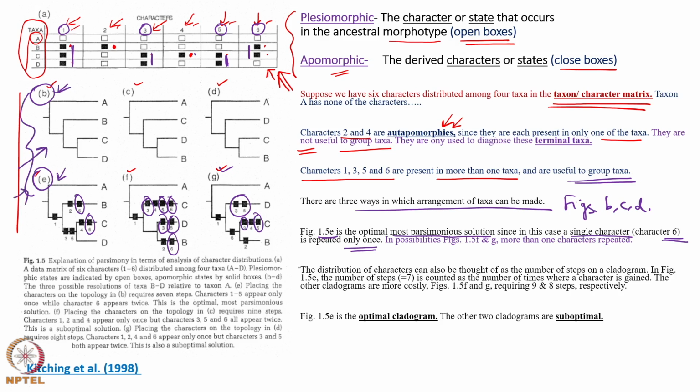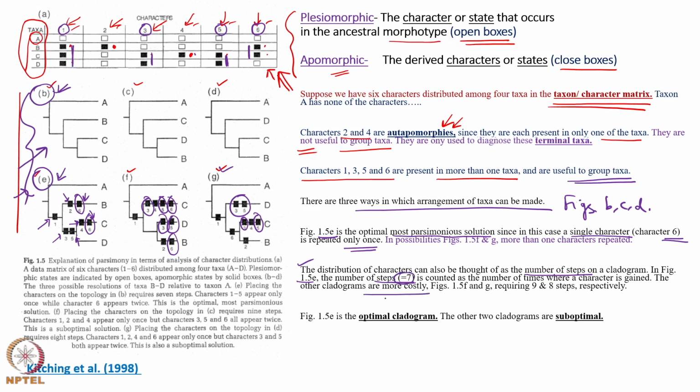The distribution of characters can also be thought of as the number of steps on a cladogram. In figure 1.5e, the number of steps is 7. Why? If I count the black boxes, there are 7 times that it has come. There are total 6 characters and their appearance is 7 times.